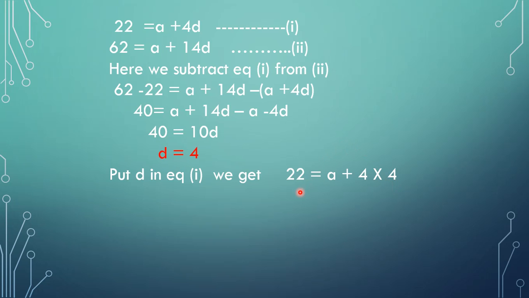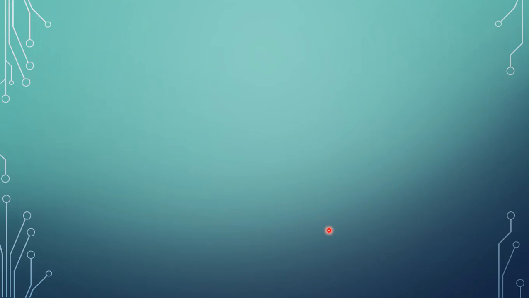So we can write 22 minus 16 is equal to A, and by subtracting this we get A is equal to 6. Now we have the first term is 6 and the common difference is 4, and we have to find out the 100th term.